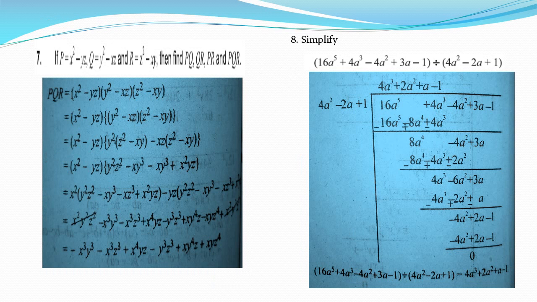Question number 8. Simplify. Here we have division. There are two methods of division. First is simple division and next is this division. We have simple division. Here the variable has power 5. So 4a square must be multiplied with a number that gives the variable power 5, so 4a cube. Here 4 multiplied by 4 is 16 and a square multiplied by a cube gives a5. Then we subtract, as in simple division we subtract and change the sign. For subtraction we must change the sign.